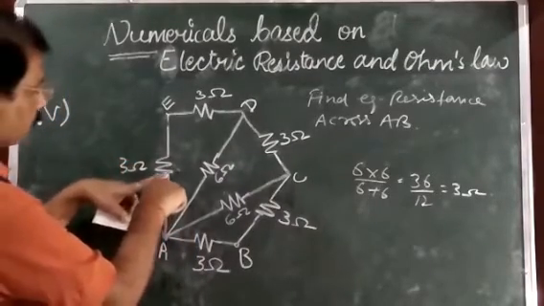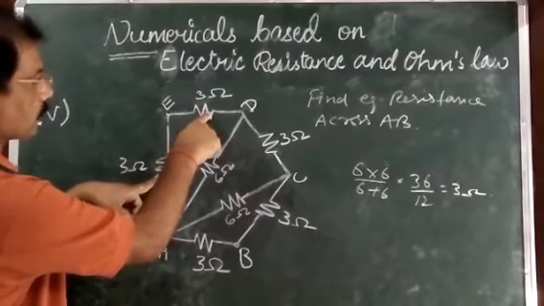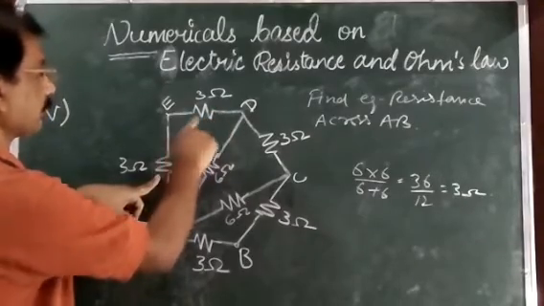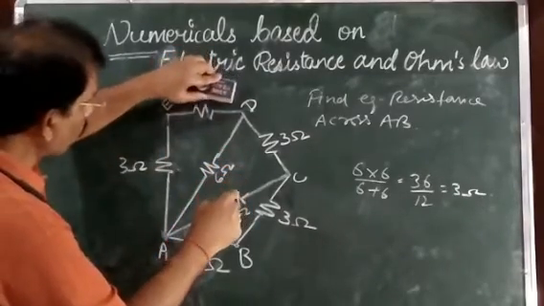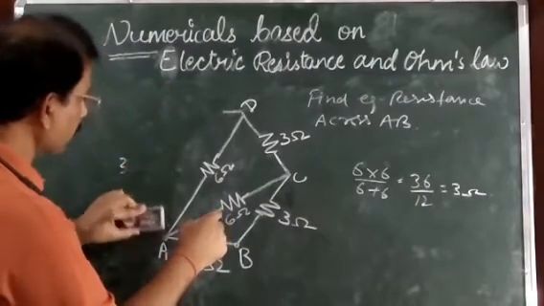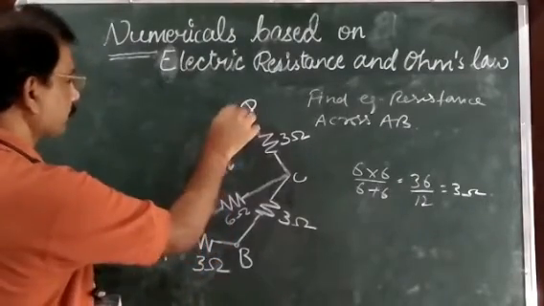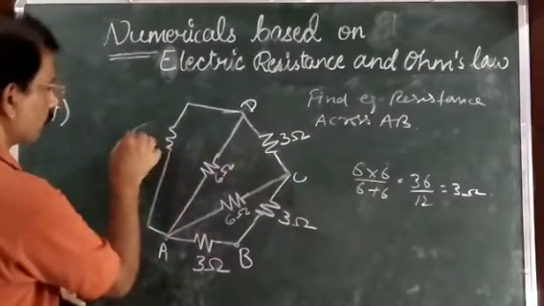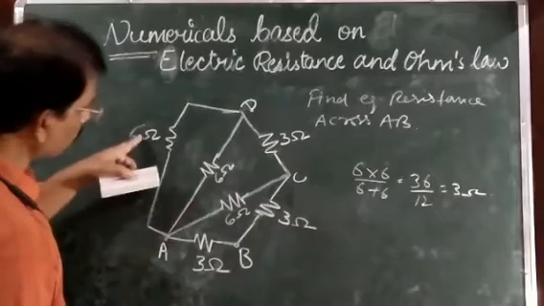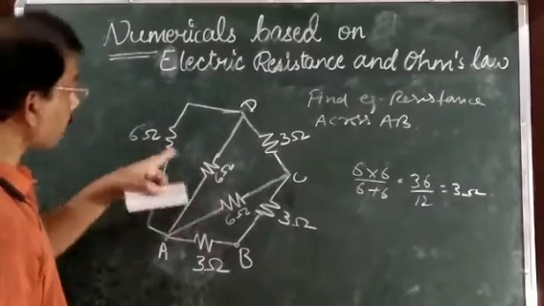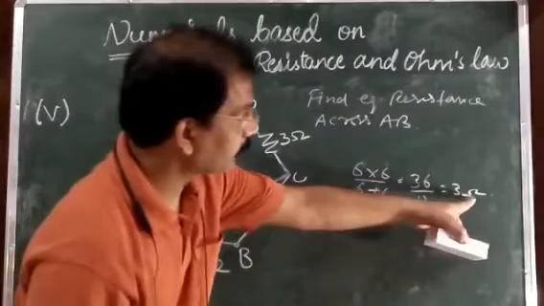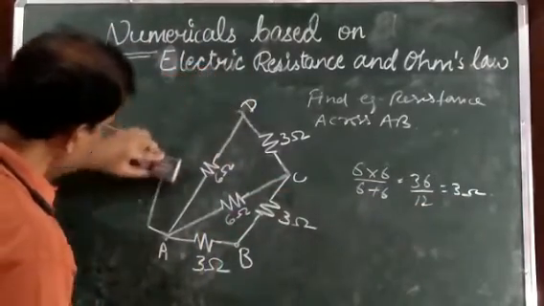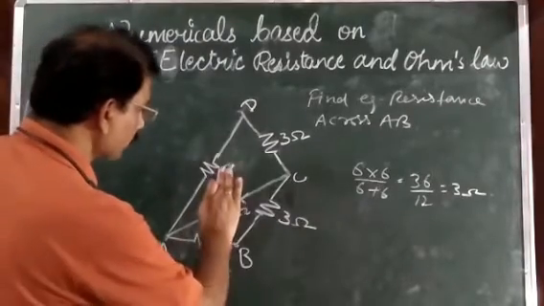Now again you see, this 3 ohm and 3 ohm are in series and their equivalent is 6 ohm. So again you can say at the place of these two, you can put a single resistance of 6 ohm. And again this 6 ohm and 6 ohm both are in parallel. Again their equivalent is 3 ohm. So at place of these two resistors, you can put a single resistance of 3 ohm.